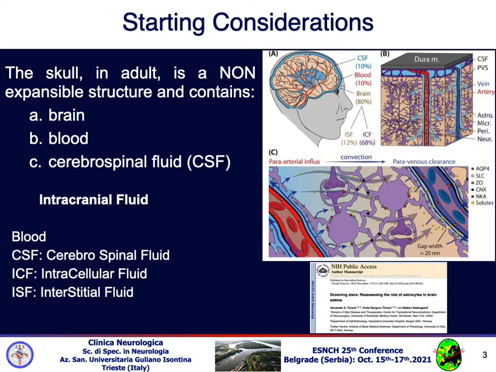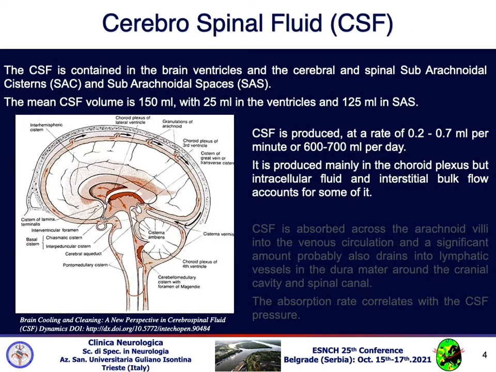The total intracranial fluids are cerebrospinal fluid, 10%, blood, 10%, and then the remaining 80% are intracellular fluid and interstitial fluid, respectively 68% and 12%. Allow me to spend some time to talk about the CSF that, in my opinion, plays a particular role in the establishment of the endocranial hypertension.